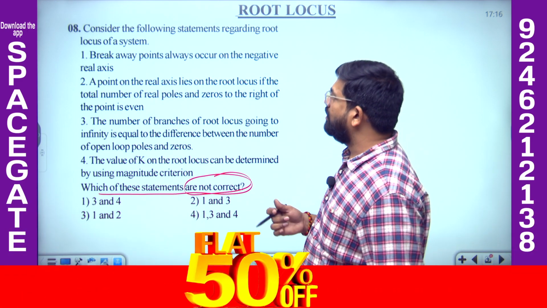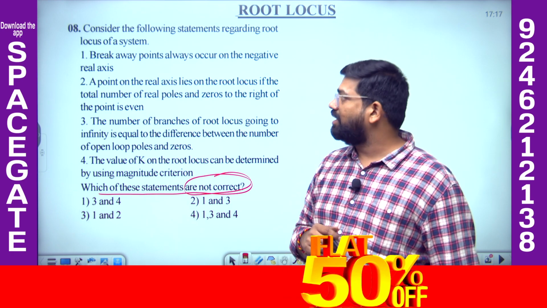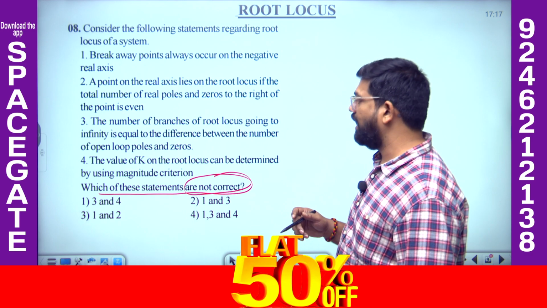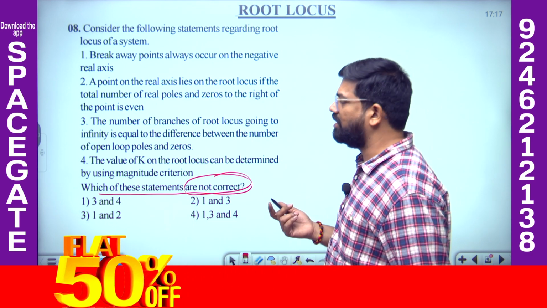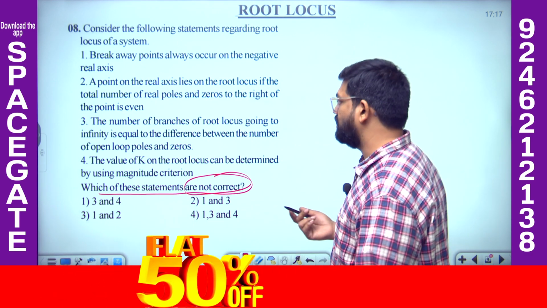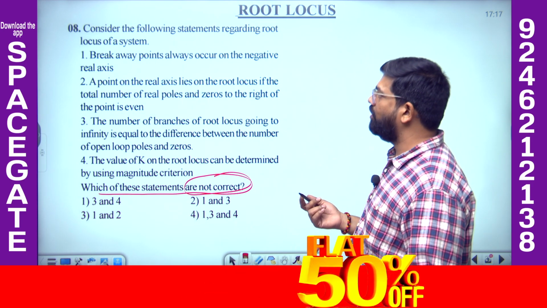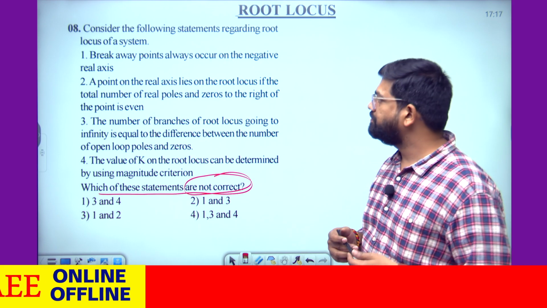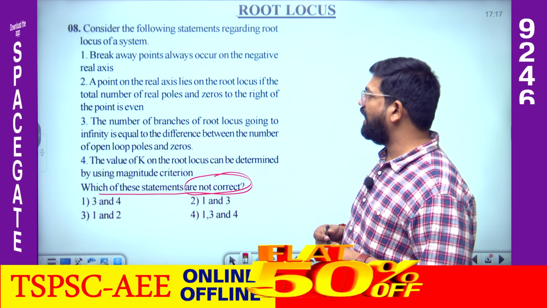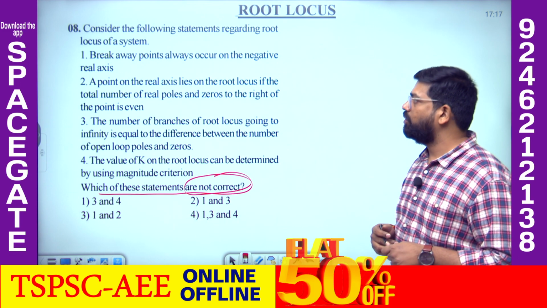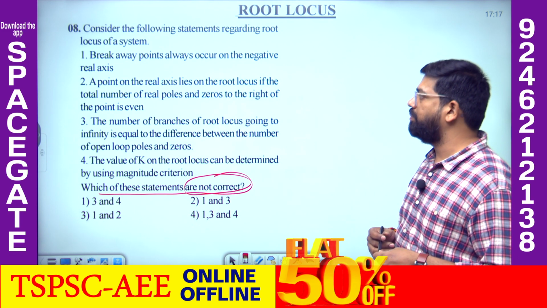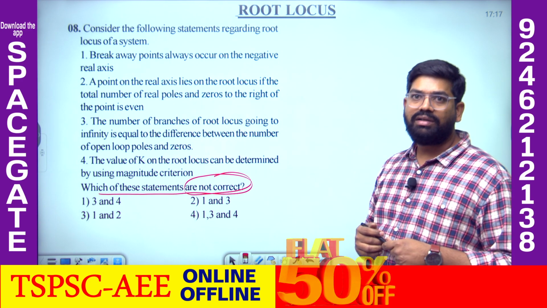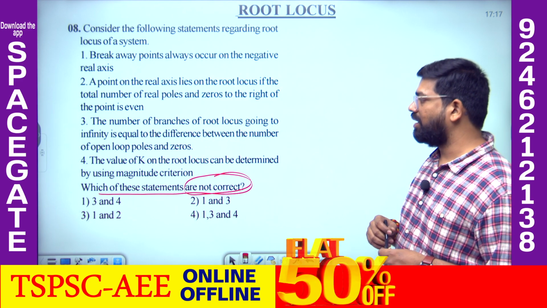Now, which is not correct: breakaway point always occurs on the negative real axis, but it is not compulsory. Breakaway point sometimes even occurs on the imaginary axis also, it is not compulsory. A point on the real axis lies on the root locus if the total number of real poles and zeros to the right hand side is an even number, it says.